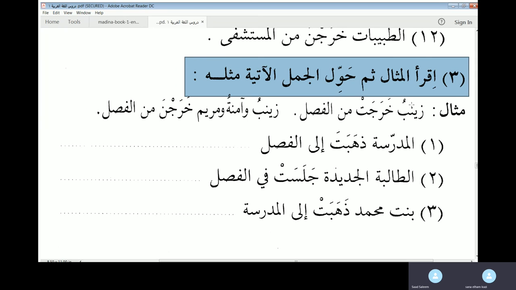Okay. Next question. Iqra al-misal thumma hawwil al-jumla al-atiya mithlahu. So read the example, then change the following sentences to the similar one, like it.